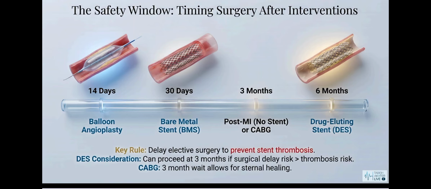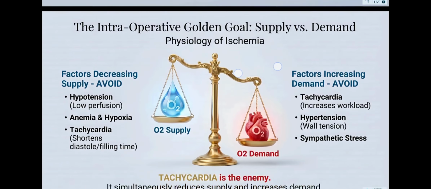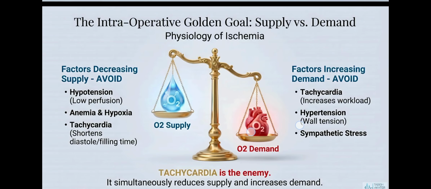So we wait. And then if we talk about the DES considerations, that is the drug-eluting stent considerations, we can perform the surgery at 3 months instead of a year if the surgical delay risk is more than the thrombosis risk. And in case of coronary artery bypass grafting, right, that is bypass surgery, we have to wait for 3 months for sternal healing, so that the breastbone or the sternum gets properly healed, right?